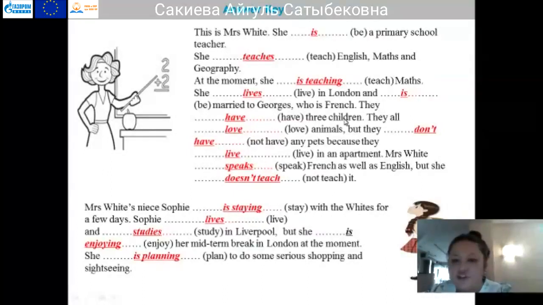They have 3 children. Have. We cannot use with ing because this is a stative verb. That's why we use simple. But they don't have any pets because they live in an apartment. So have, it's also a stative verb. We never use with ing. And live, this is for a permanent action.